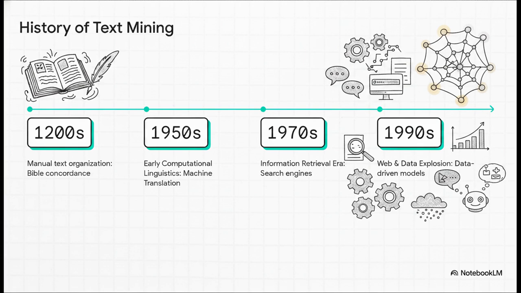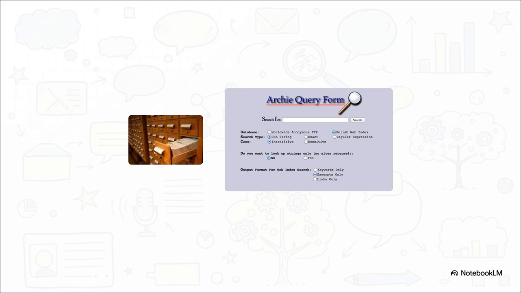Finally, the 1990s triggered the web and data explosion. The absolute sheer scale of the internet meant we had to shift from rule-based systems to data-driven models, which eventually led to the advanced transformers we rely on today. Think about that incredible transition for a second.